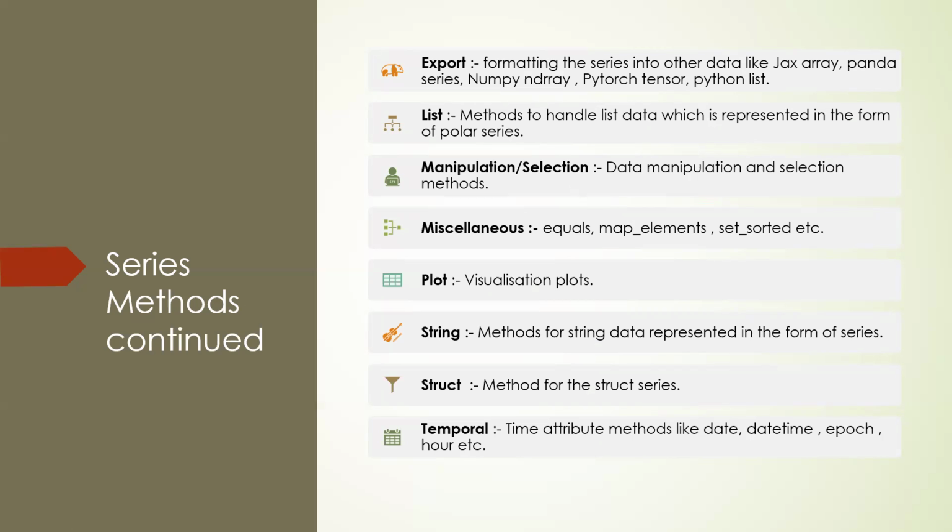We have manipulation and selection methods, miscellaneous methods, like how to check if the two series are equal, how we can map the elements, how we can sort the elements. Then it also supports the plot for data visualization. Then we have the string methods, which are basically the methods for string data represented in the form of a series. Then struct methods for the struct series. Then we have the temporal methods, which are all the methods related to the time attributes, like date, datetime, epoch, hour, etc.